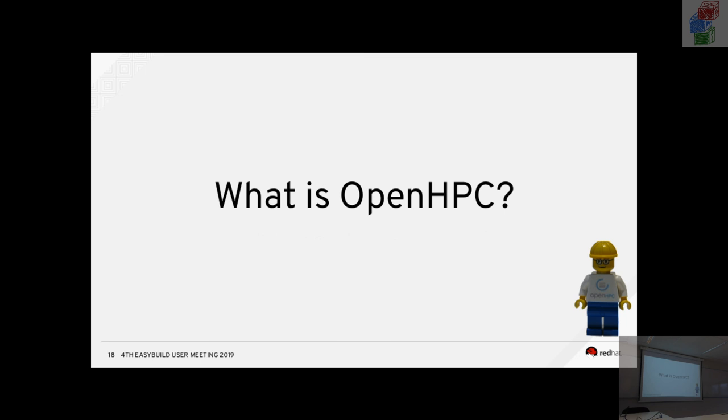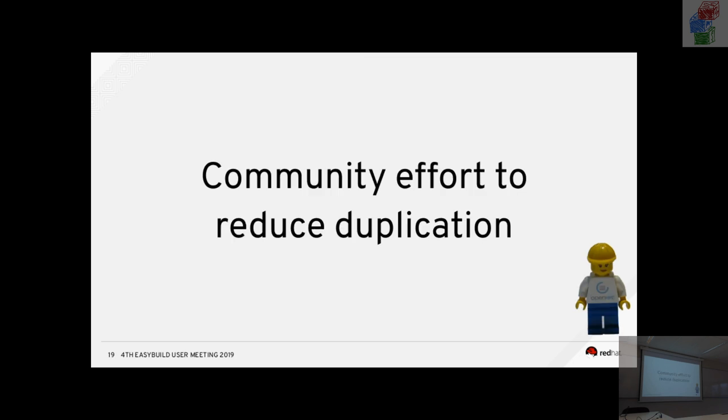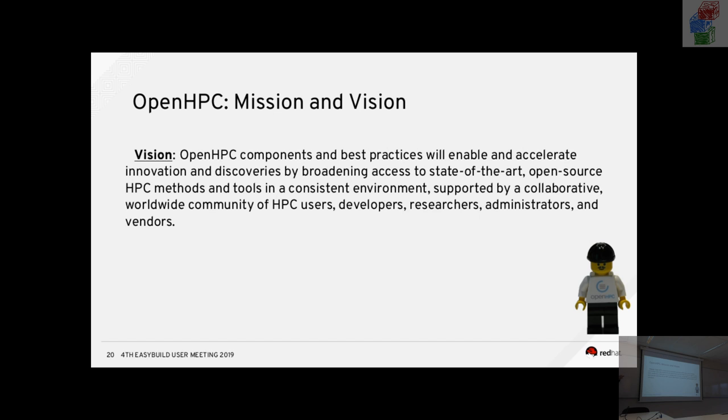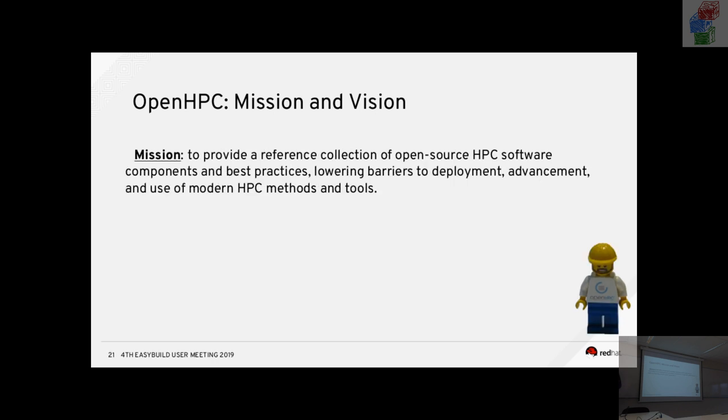Back to my point, what is OpenHPC, about the project, how it's set up? It's a community effort to reduce those mentioned duplications which each HPC site has to solve in some kind of way, whatever they use to do it. When the project was formed, there's a mission and a vision statement. This is the vision statement. It's like a vision statement has to be. It's visionary. It tries to formulate somehow that through collaboration, OpenHPC wants to help to have easier setup of an HPC system, easier administration, easier starting if you're completely new to the topic also.